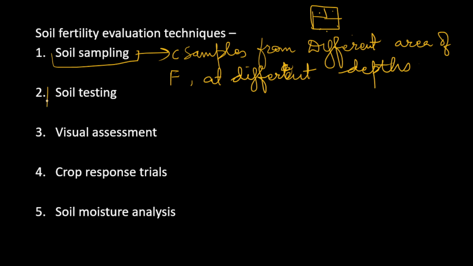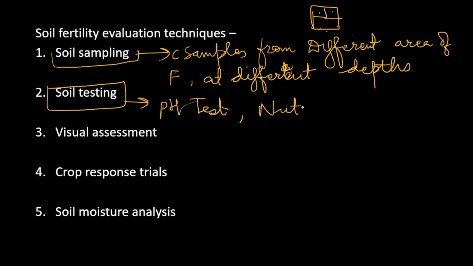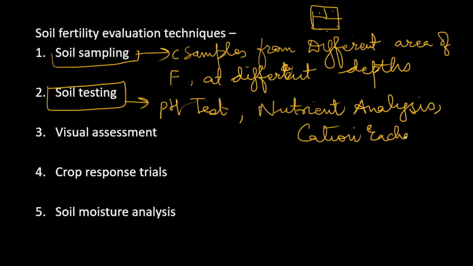Secondly, obviously we will do soil testing. Different types of tests can be performed on soil to know its status. For example, pH tests. We can do nutrient analysis tests. We can do cation exchange capacity tests, also known as CEC tests.